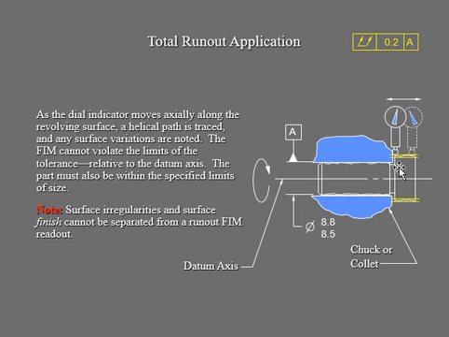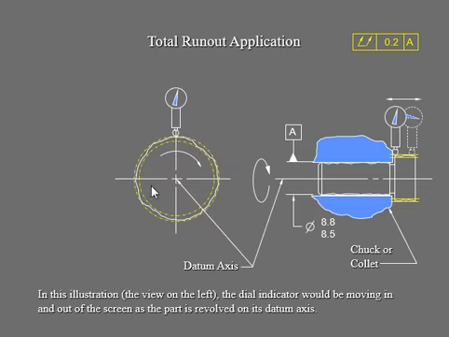The same thing. Of course, your probe is going to go around one 360 degrees. So make sure your surface irregularities on this surface and the surface finish cannot be separated from your runout FMI readout. So your FMI readout, you can get it from this measurement very easily. It's automatically measuring anyway. Okay, so we're going to exaggerate it, meaning the exaggerated view.